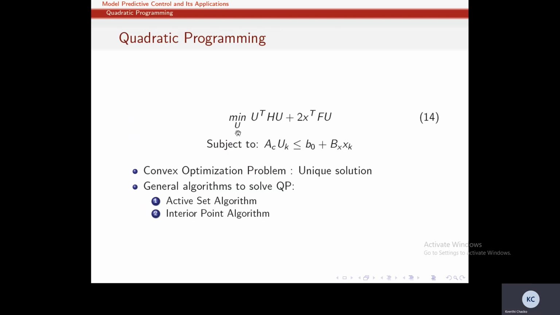Now we are minimizing this cost, which I explained in the previous video, subject to this constraint. This is a convex optimization problem and it has a unique solution. The general algorithms to solve this quadratic programming problem are the active set algorithm and the interior point algorithm.